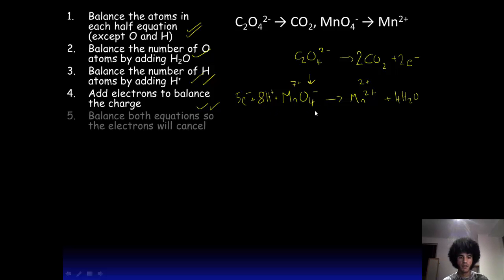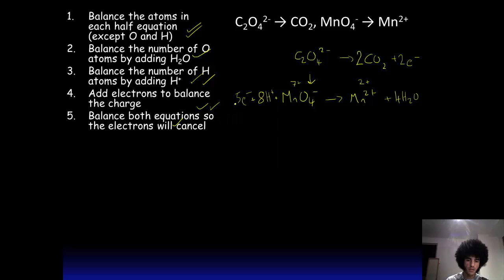My next step: balance both equations so the electrons will cancel. Notice I've got 2 electrons on this side and 5 on this side. If I try and bring them together, the electrons won't cancel, and that is bad news. So you need to find a common factor or a common number which will allow them both to cancel. Because this goes up in 5s, which is much larger than going up in 2s, it's much better to find a number which is common that this has, which will cancel with this if you multiply them up. So 2 lots of 5 is 10, which is also a number which 2 can multiply by in order to reach it. So let's multiply this one first of all by 2.